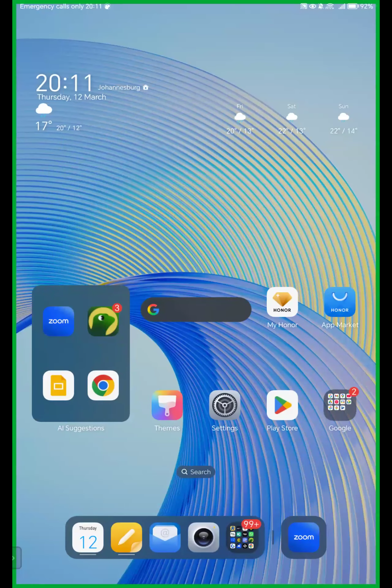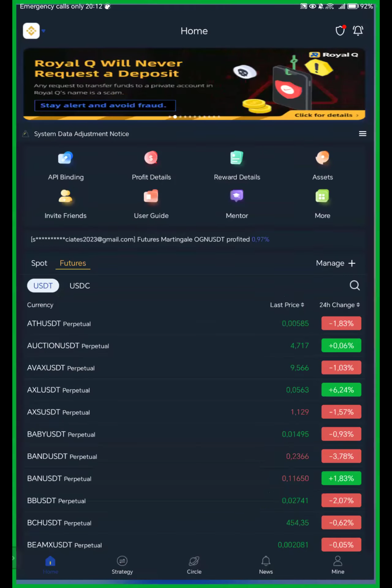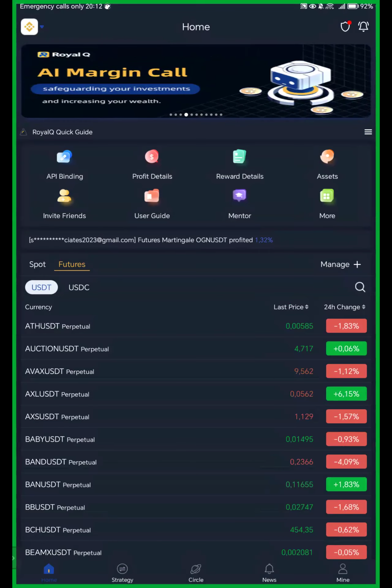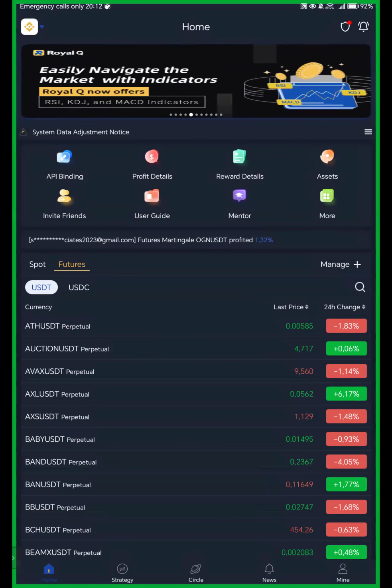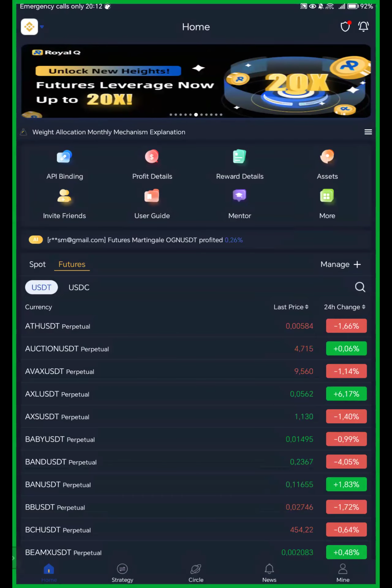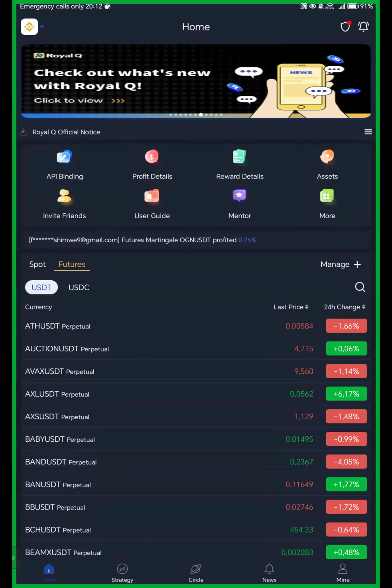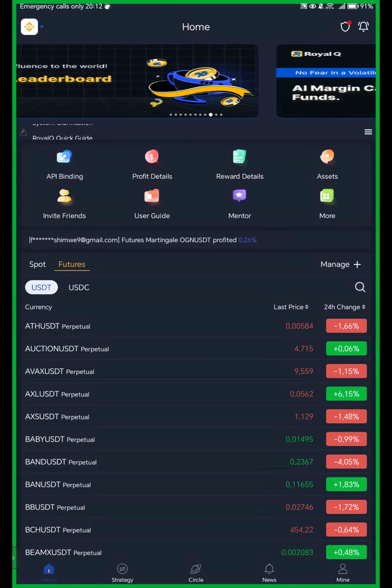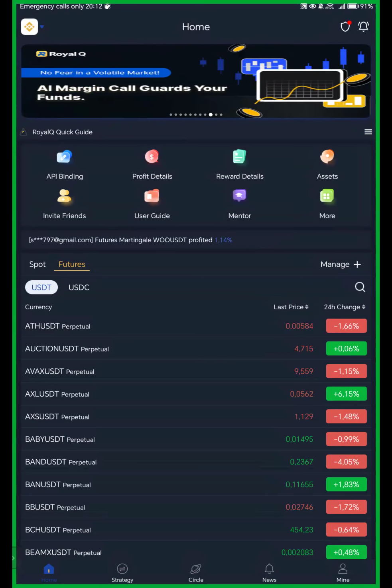So let me go to our amazing bot, which is Royal Q. When you open your Royal Q robot, you are going to land on the first interface, which is currently looking at you, or it's you who is looking at it. Here you have a list of coins that you are going to select from, or where you are going to instruct your robot to pick from.